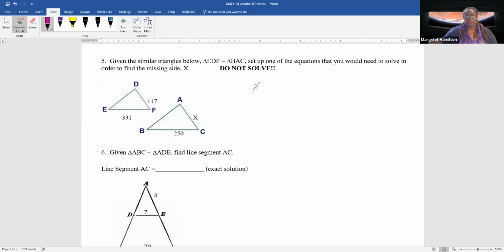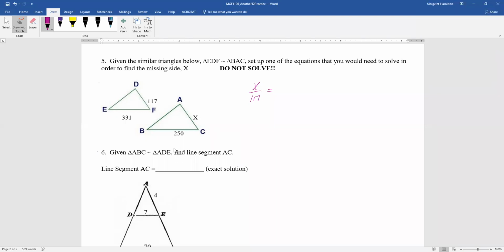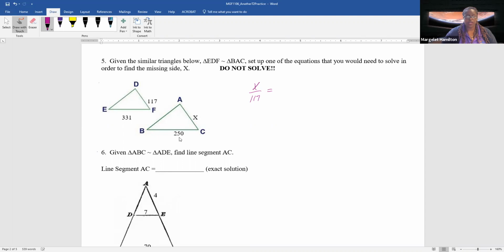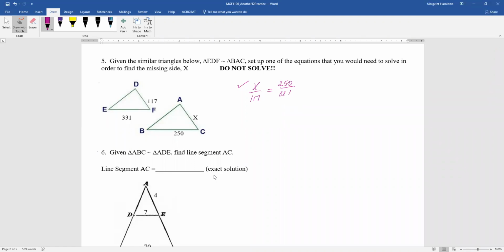She said X over 117 equals, it is an equation, right? Right. Equals, and then she came back to this second triangle and with 250 over its similar side, 331. That is a good setup. Anybody have anything else that they did? That's the answer? Yes, that's one of the answers.